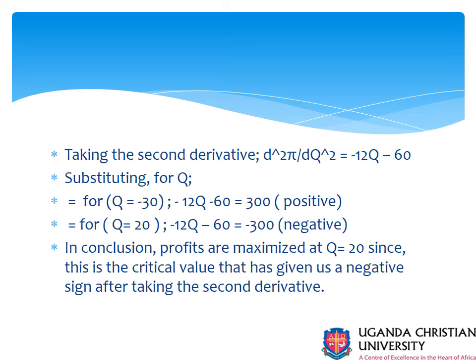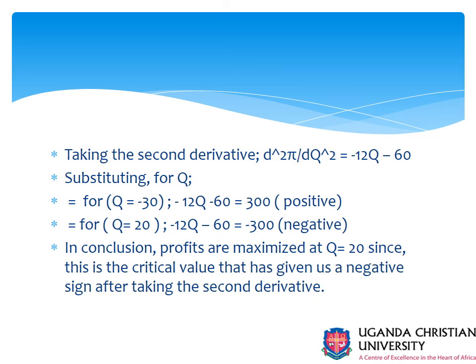So for Q is equal to negative 30, when we substitute it in this formula, you find that we have positive 300, which gives us a positive figure. And then when we substitute Q is equal to positive 20, we get a negative 300. But remember, in conclusion, profits are maximized at Q is equal to 20, since this is the critical value that has given us a negative sign after taking the second derivative.